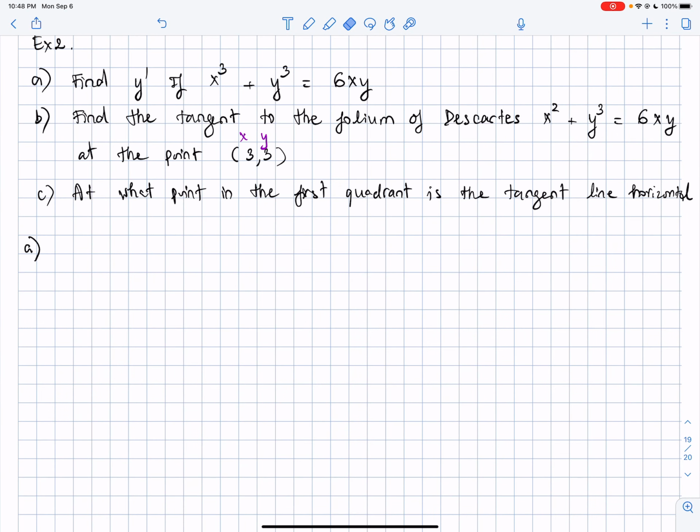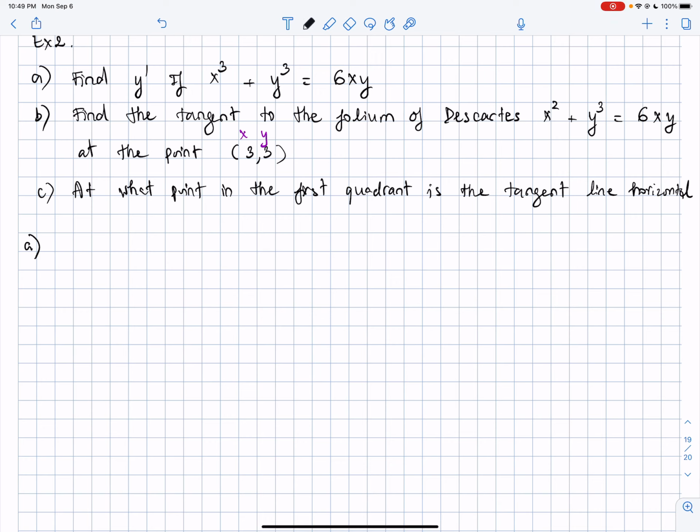Example 2, we want to find y prime for the equation x cubed plus y cubed equals 6xy. We just go ahead and take the derivative with respect to x for both sides of the equation. Then we will get 3x squared plus 3y squared times y prime. For the 6xy, we will use the product rule.